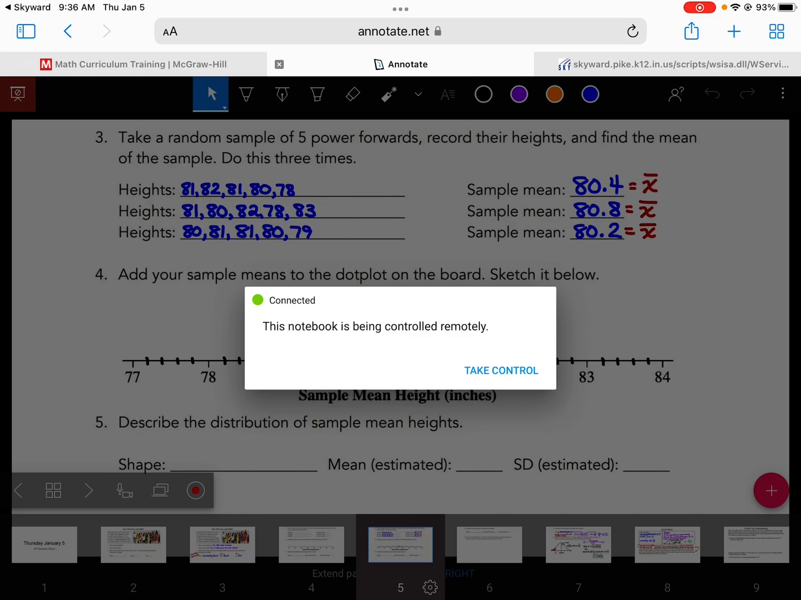Once you have your 3 samples of 5 individuals. Once you've taken a sample, calculated the mean, taken a sample, calculated the mean, taken your last sample and calculated the mean, come up here and put a dot on the dot plot where it belongs. You should just be able to do a single dot for each of these.